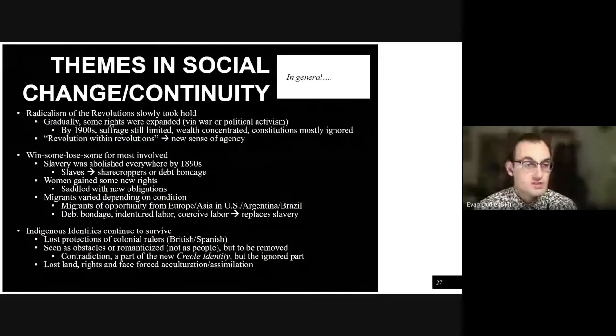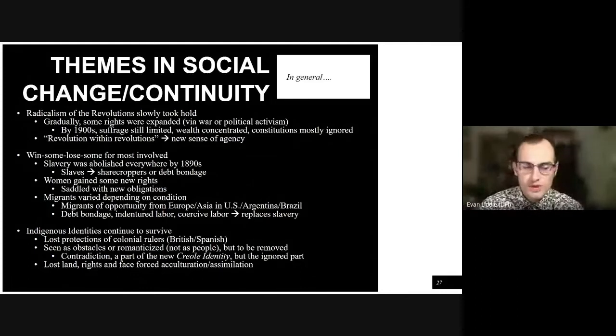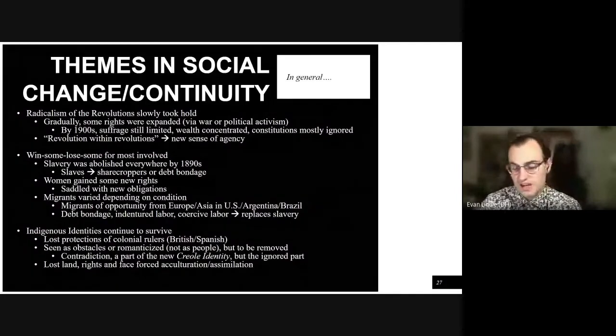When we talk about the social changes and continuities in the age of independence, it's worth noting that the radicalism of the revolutions, the idea that everyone's created equal, took a long time to really take hold. By 1900, it was arguably very far from complete. It's still very far from complete today, but it's worth noting that a new sense of agency really had been created by the revolutions. And that's one of the things I talked about in chapter 28: there's the very quiet revolution within a revolution.